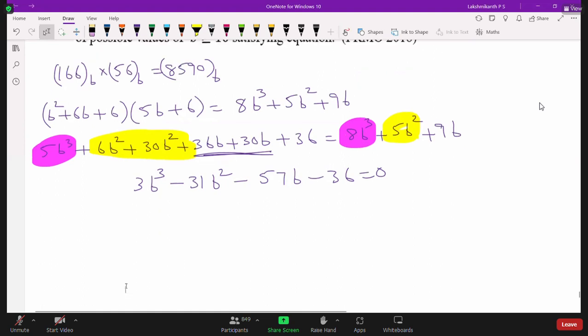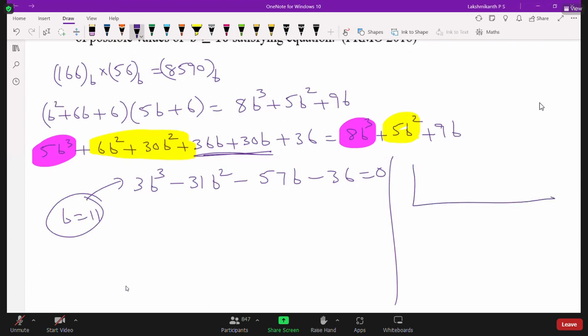So very near values only they will give. You can check for 11 and 12. You can substitute B is equal to 11 and verify. It will take just a calculation part. Otherwise, if you know synthetic division, you can do base 11. You can take how to solve in synthetic division.